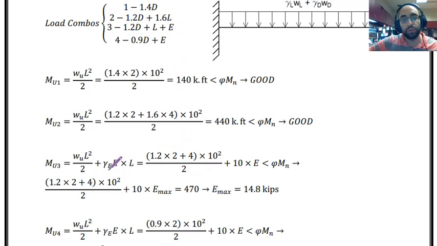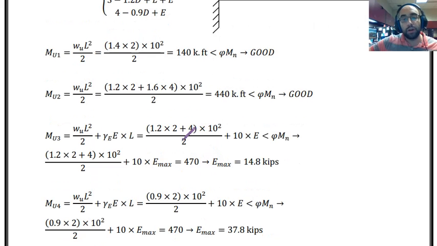That's why I just put 1 instead of lambda E. So E, earthquake load, multiplied by L or 10. That will be the maximum moment at the end of the beam based on this load combination. Right? So considering that will be the equation for E, and as you know, E is not known. That is the whole purpose of the question.